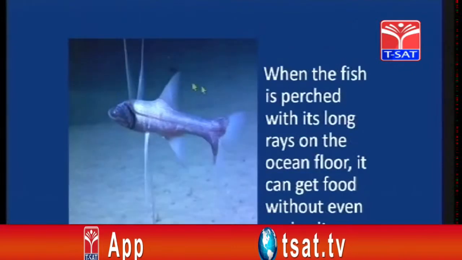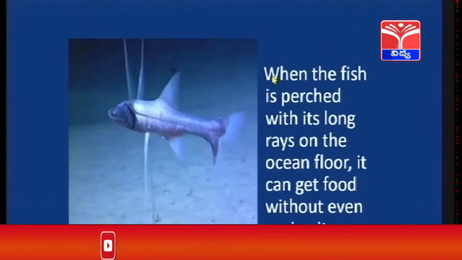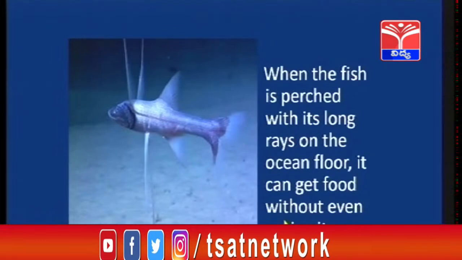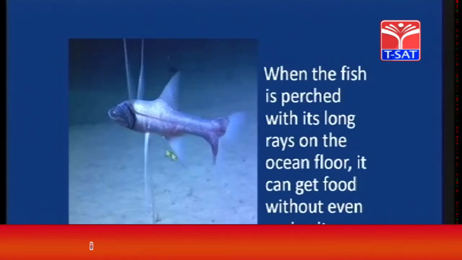This is again a type of fish, children. When the fish is perched with its long rays on the ocean floor, it can get food even without seeing it. So with the help of these rays, it will get the food.